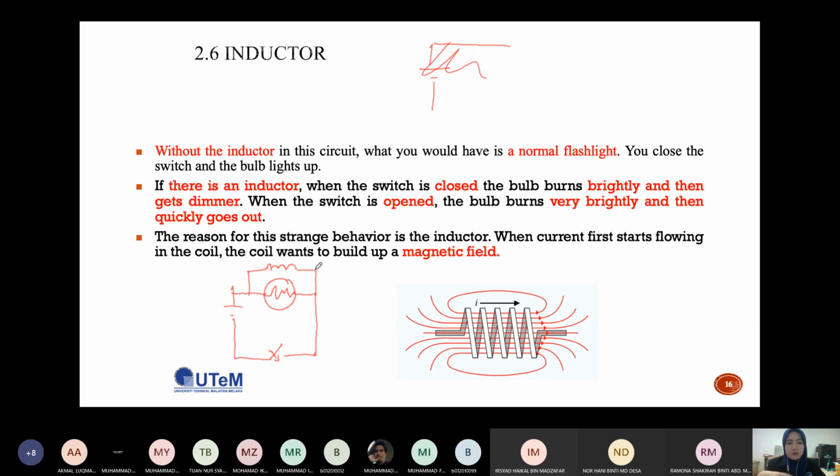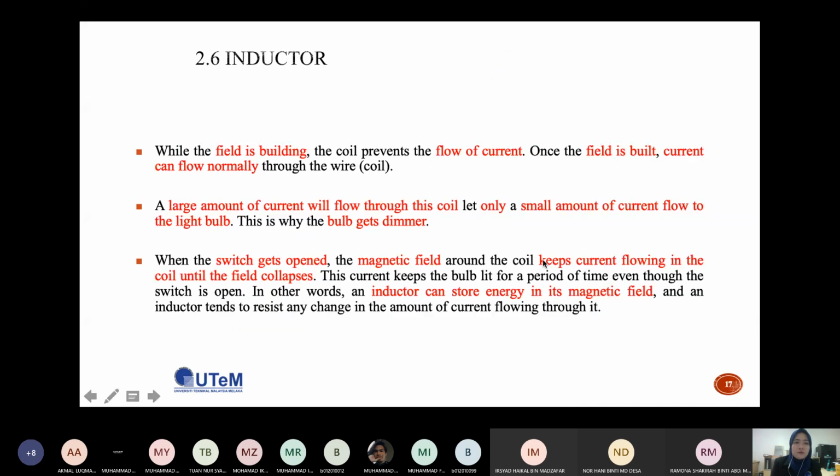So the reason for this behavior is the inductor. When the current first starts flowing, the coil wants to build up a magnetic field. This is a basic concept: when current flows through a coil, it will generate a magnetic field. While the field is building, the coil prevents the flow of current, and once the field is built, the current can flow normally through the coil. So that is basically the concept of an inductor.